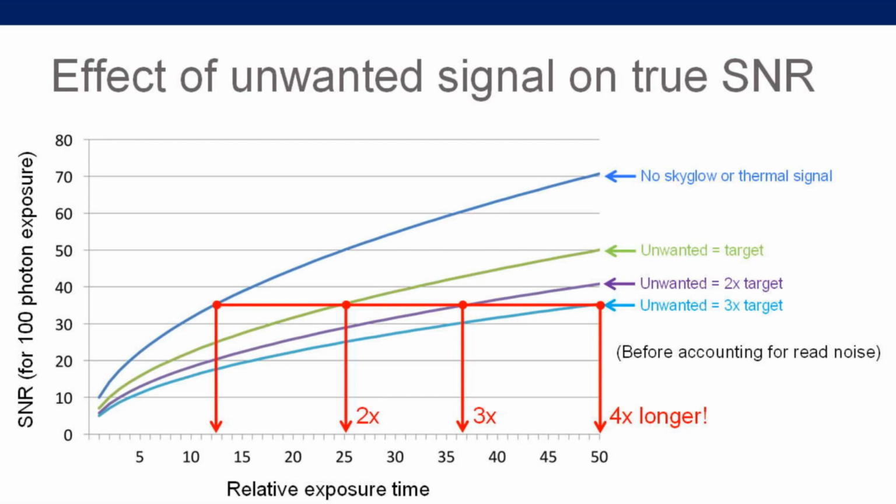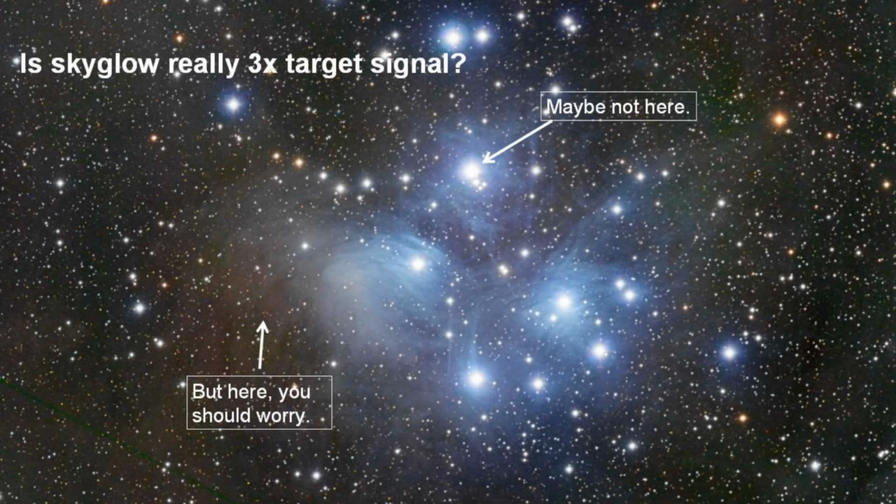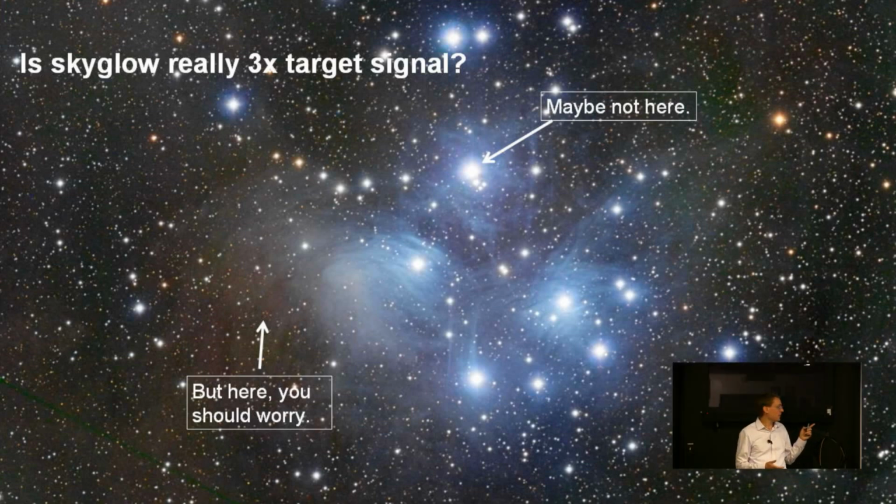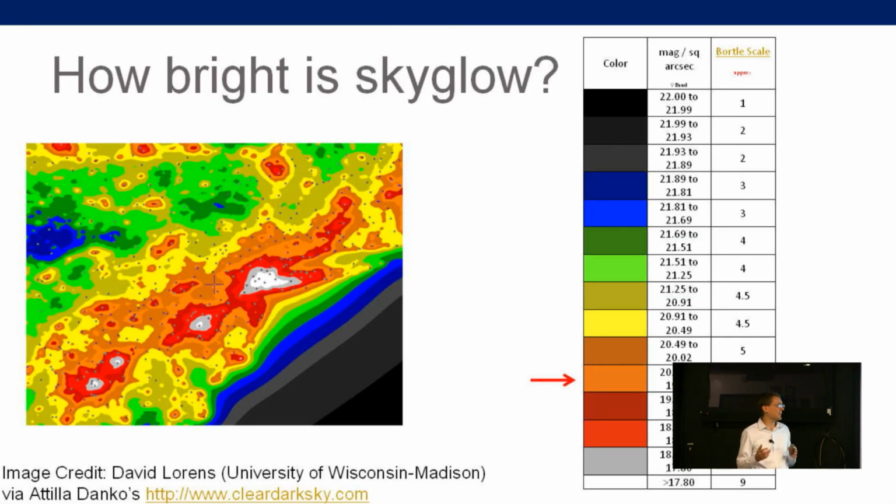So as I was putting this slide together, I was thinking, is 3 times the brightness of an object really reasonable for sky glow? Is sky glow really that bright? So I wanted to quantify exactly how bright sky glow was. You're probably not going to worry about sky glow when you're looking at the brightest parts of your images. But in the dimmest parts, sky glow is probably going to overwhelm in a lot of cases. So I wanted to know, how does this actually play out?